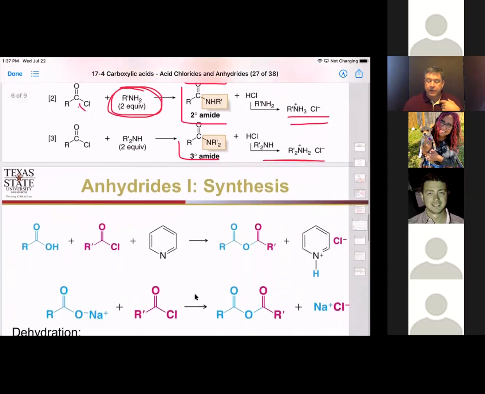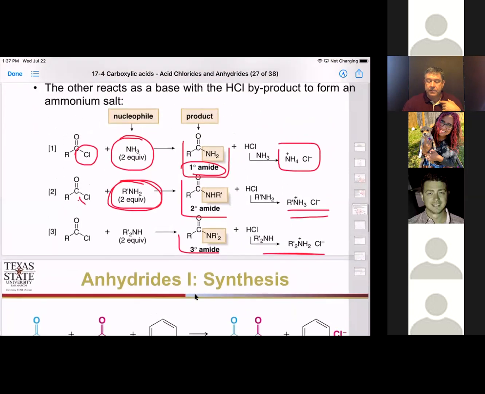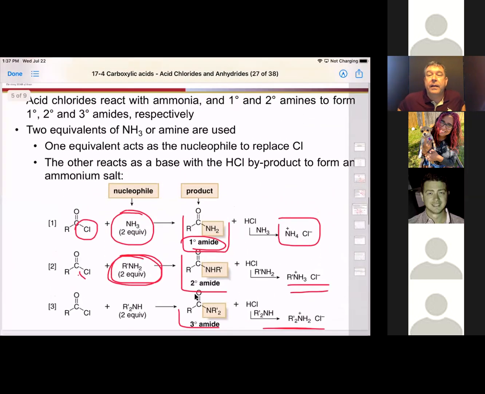Okay, I'm going to stop here at amides. We're going to go with the synthesis of anhydrides. We're going to continue that later.